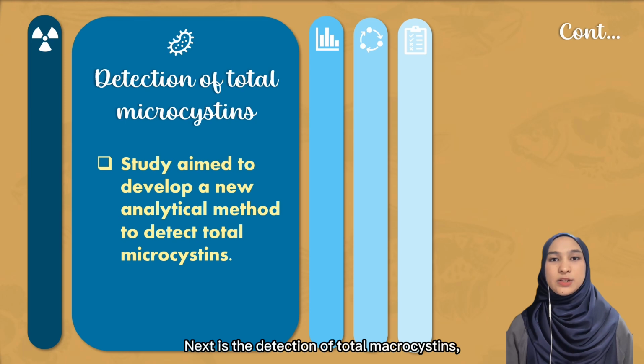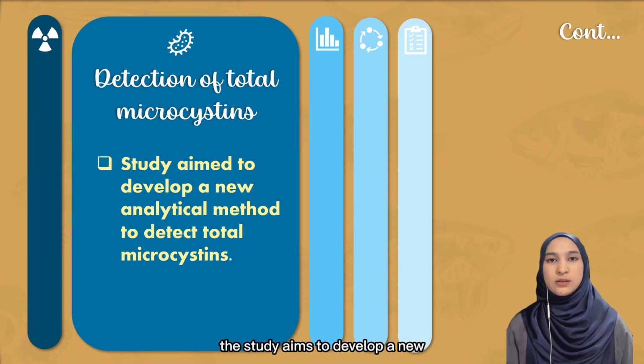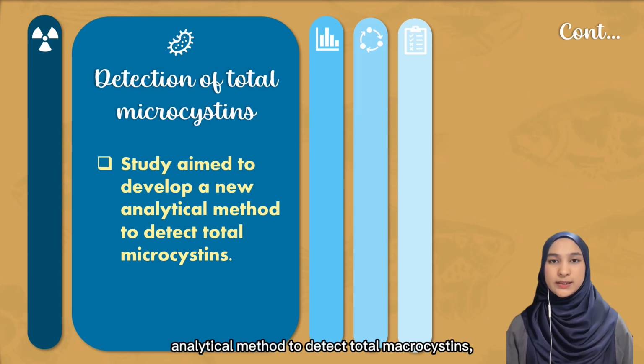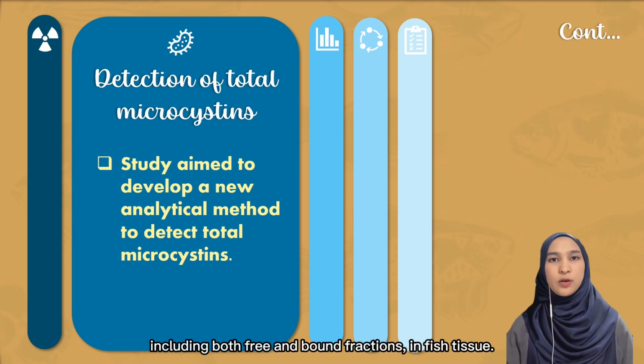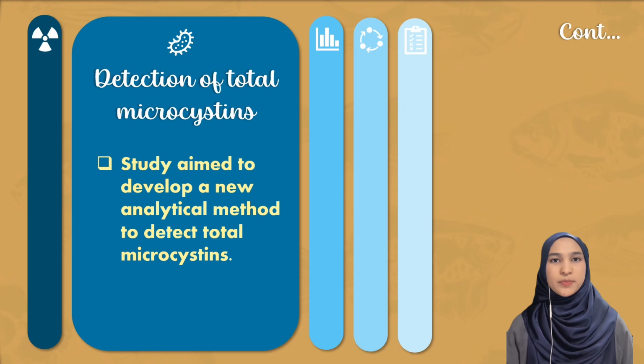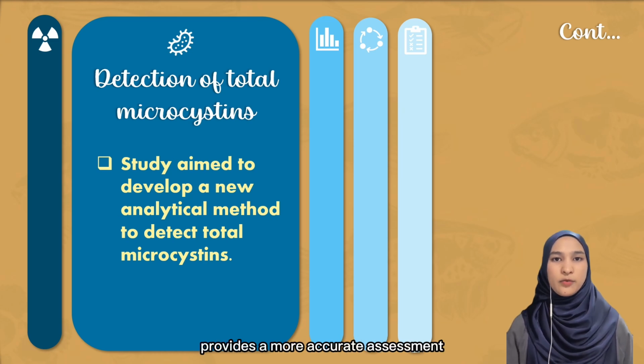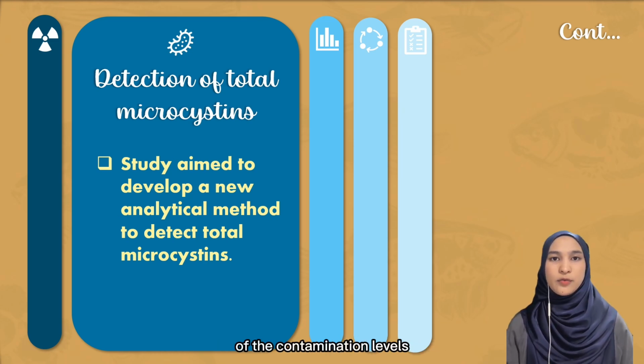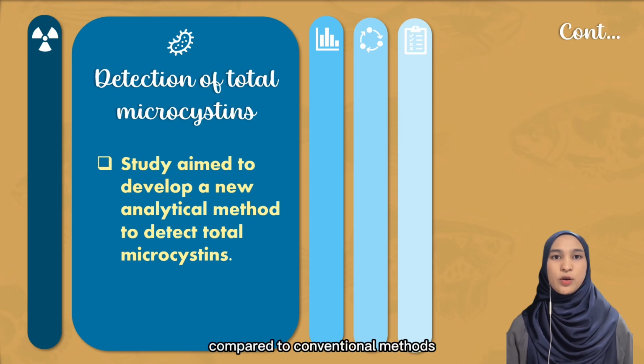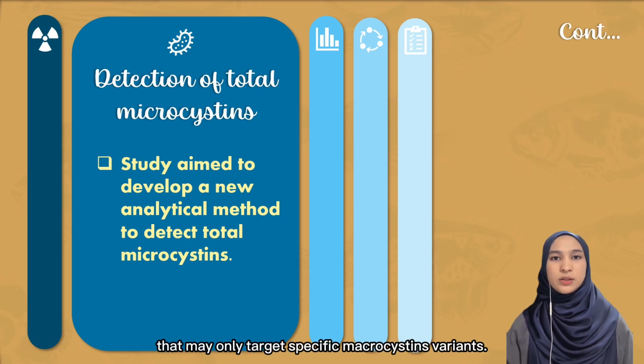Next is the detection of total microcystins. The study aims to develop a new analytical method to detect total microcystins, including both free and bound fractions in fish tissue. This comprehensive analysis provides a more accurate assessment of the contamination levels compared to conventional methods that may only target specific microcystin variants.